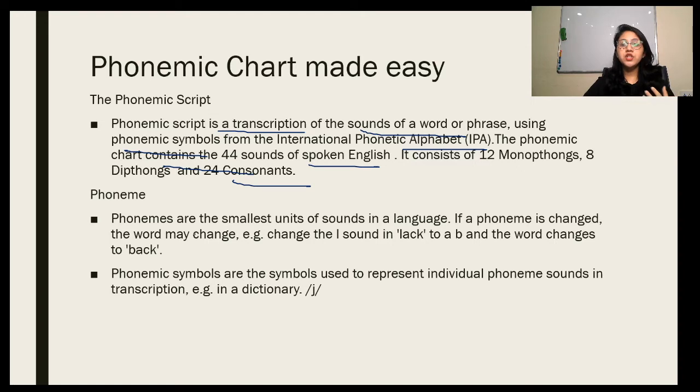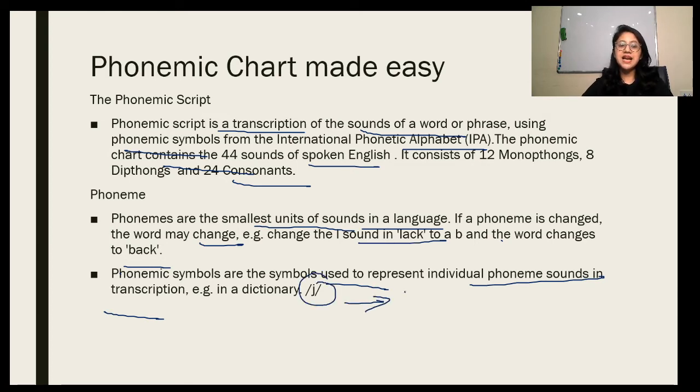The phonemes, the sounds in the phonemic chart, are the smallest units of sound in a language. If a phoneme is changed, the word may change. For example, change the L sound in lack to a B and the word changes to back. Phonemic symbols are the symbols used to represent individual phoneme sounds in the transcription. So for example, this particular symbol, which looks like a J, is actually for the sound year. Yes, you heard it right. It is for the sound year.